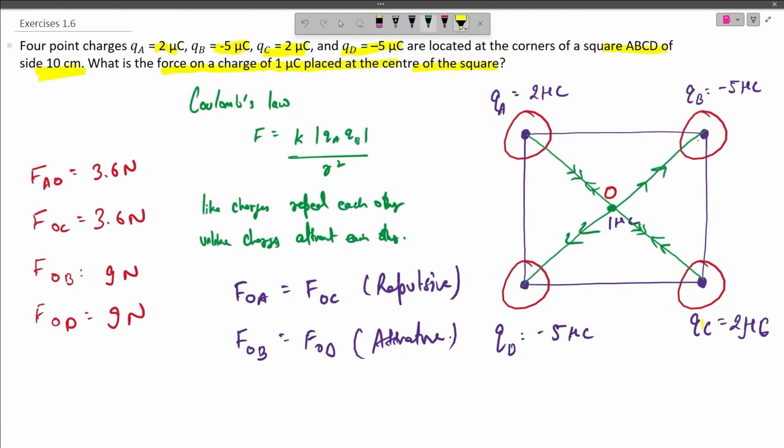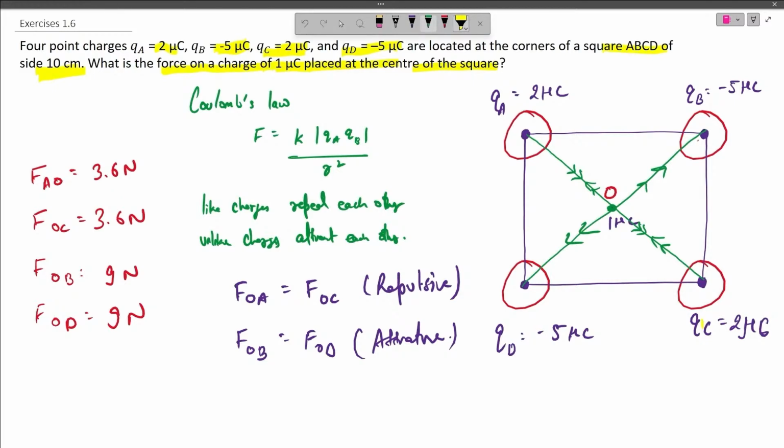So there are 4 charged particles, namely QA, QB, QC and QD, and they all are arranged in the form of a square. Assume the square has 4 vertices ABCD, and the particles are arranged at the corners: QA as 2 microcoulomb, QB as -5 microcoulomb, QC as 2 microcoulomb and QD as -5 microcoulomb. We have to find the net force on charge 1 microcoulomb placed at the center of the square. Let us assume that the center of the square is O, where the 1 microcoulomb charge is. We have to find the net force on this charge.